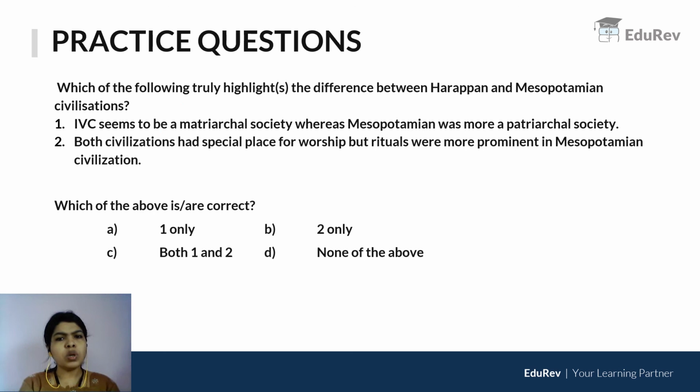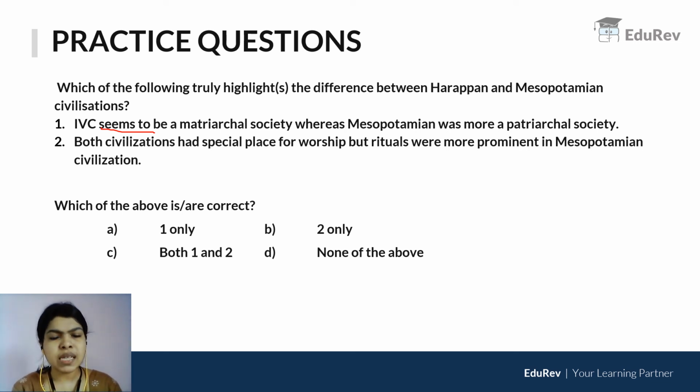And this question, what is the difference between your Harappan and Mesopotamian civilization? Take a look at the first statement. IVC seems to be a matriarchal society, whereas Mesopotamian being a patriarchal society. So this is perfectly correct. And look at the word. The word says it seems to be. So they are not very sure of it. The word says they seem to be. So that is why we can definitely say that it is a correct statement.